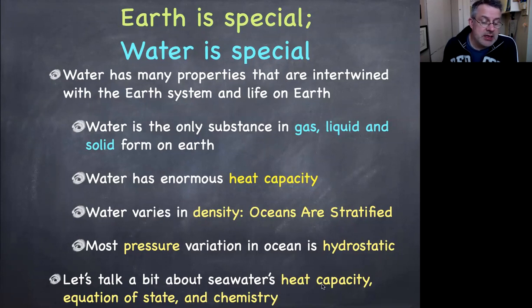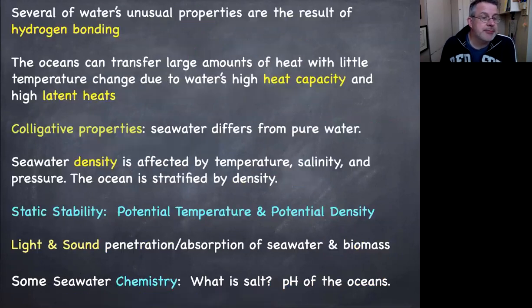The heat capacity, as I said, is the amount of energy required to change a unit of temperature. The equation of state is an equation that relates the salinity, temperature, and pressure to the density that results. Or it could alternatively be for other thermodynamic variables like entropy or enthalpy, or we'll see a lot of crazy ones. A little bit about the chemistry.